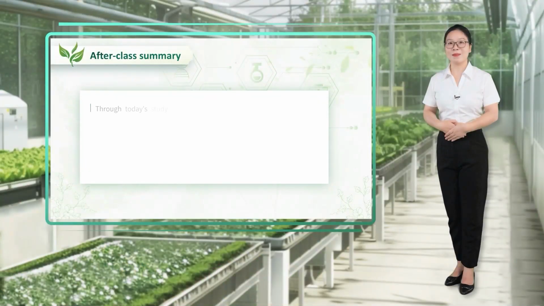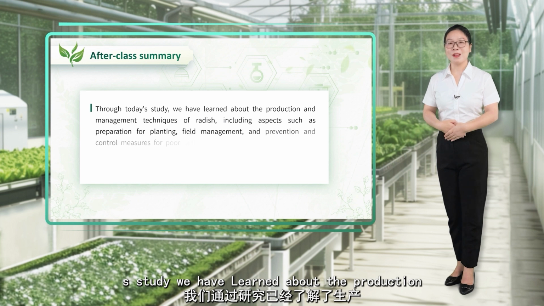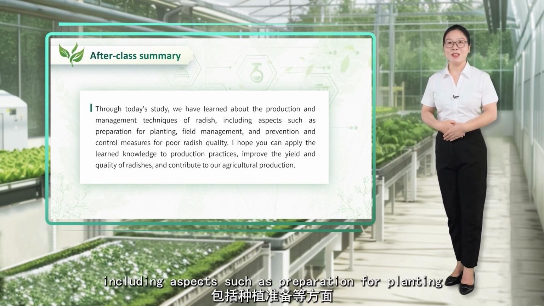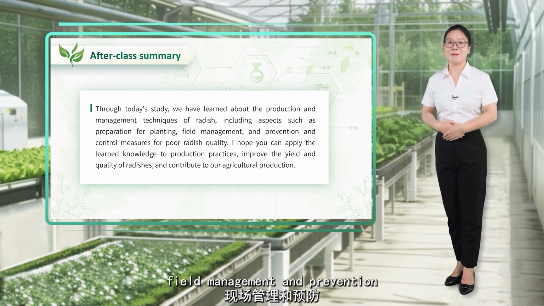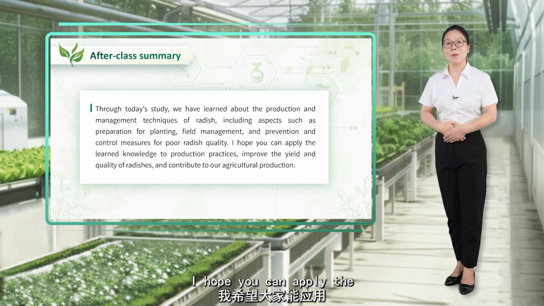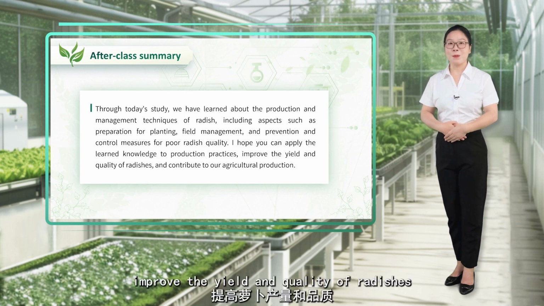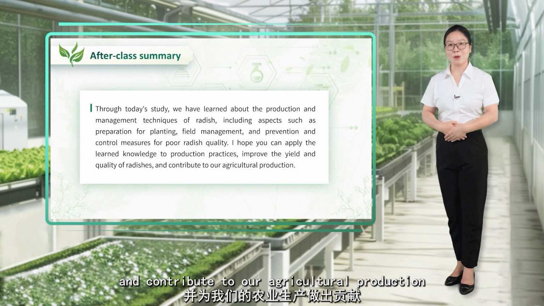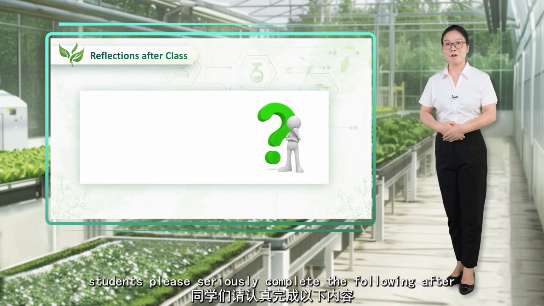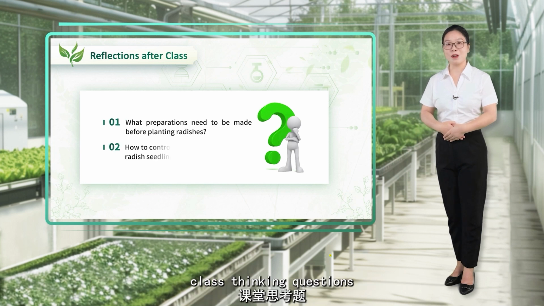Through today's study, we have learned about the production and management techniques of radish, including aspects such as preparation for planting, field management, and prevention and control measures for poor radish quality. I hope you can apply the learned knowledge to production practices, improve the yield and quality of radishes, and contribute to our agricultural production. Students, please seriously complete the following after-class thinking questions.